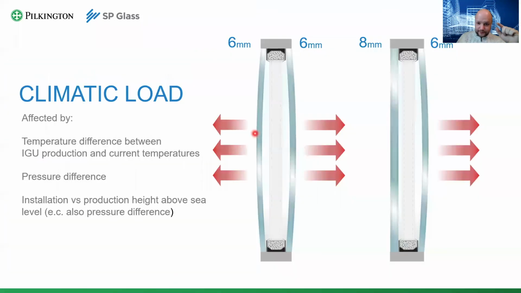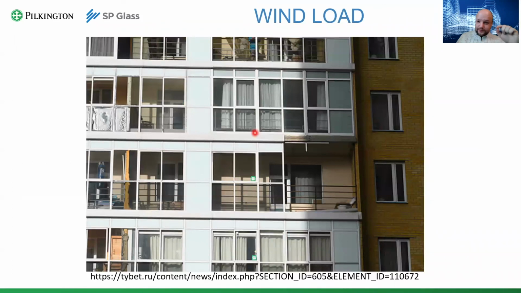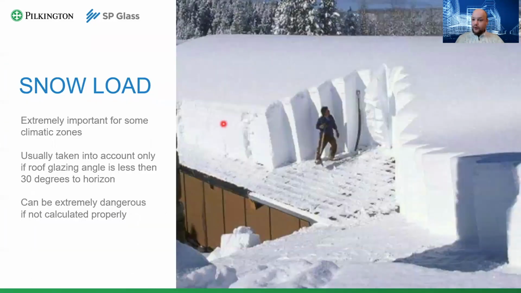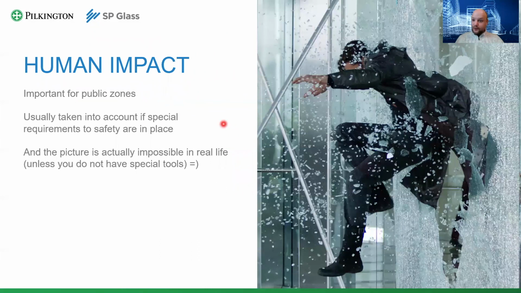Let's take a little bit back. So, wind load: short duration, very high force. Climatic load, what kind of duration does it have? Not a short one for sure, because climatic conditions around IG units change slowly, so it has a lot of time to react and adapt. Snow load, also a very long one. And human impact, also a very sharp one. Take this in mind because it will be important later.